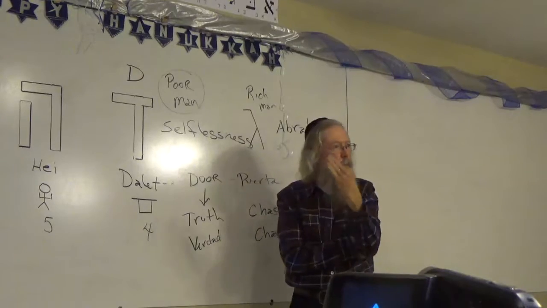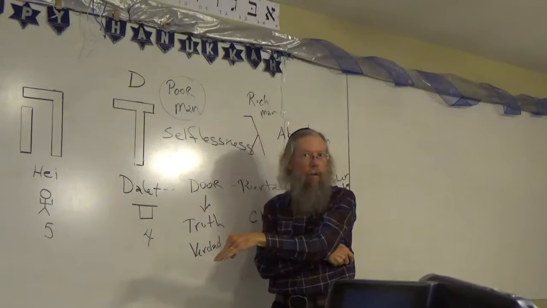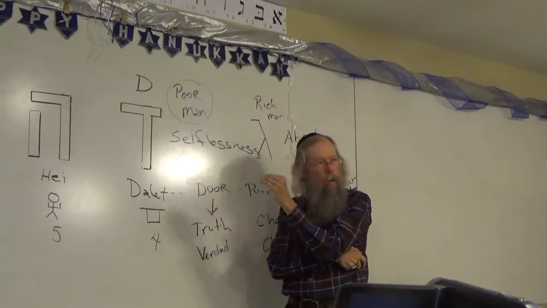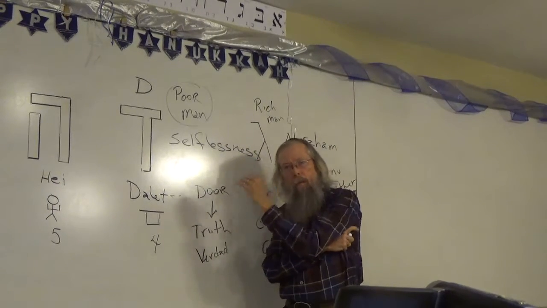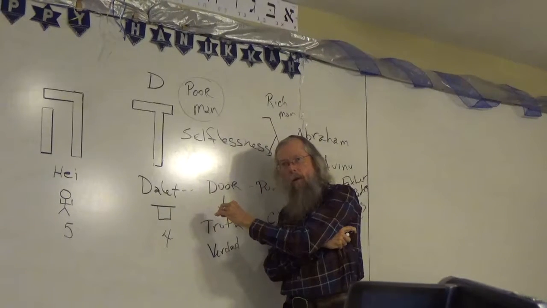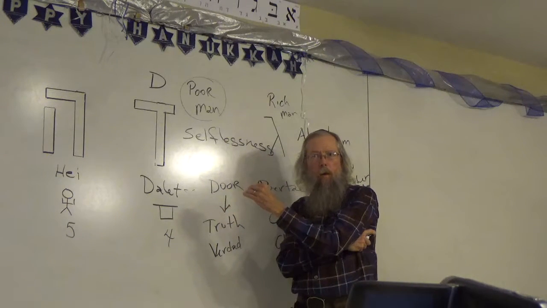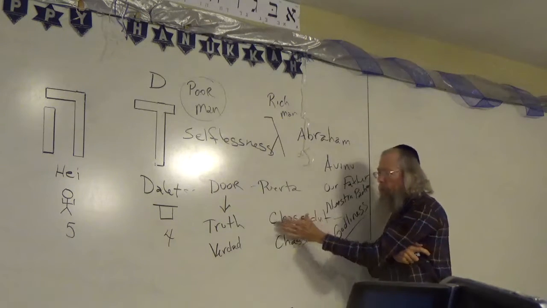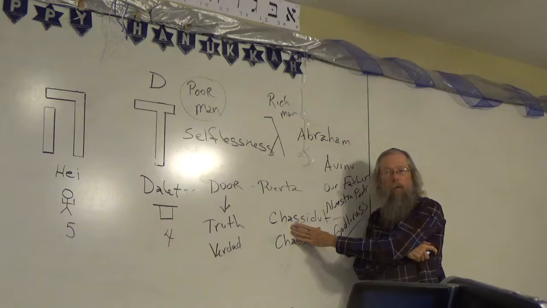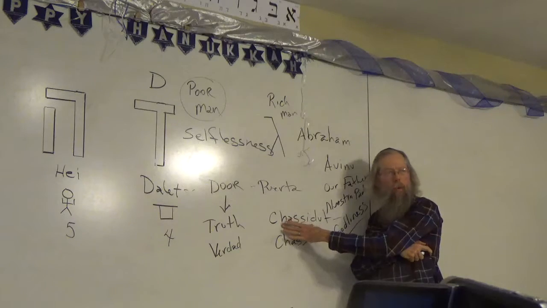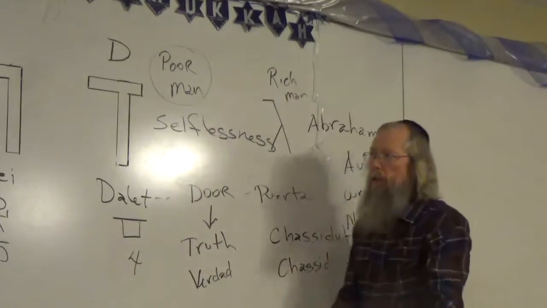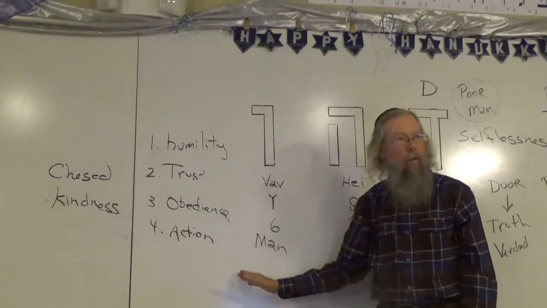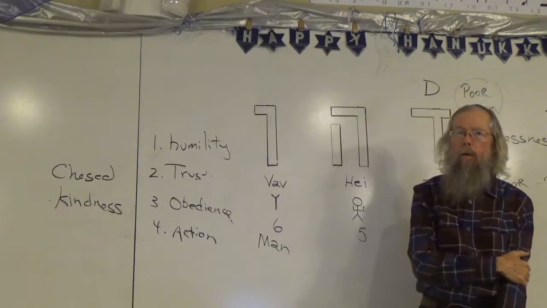If I'm going to come to God, I must come to God how? Through the Messiah. He's the door. What does that mean? That means that I go through what he goes through. I go through Hasidut. He's the door, he is Hasidut. Therefore I come to the Father through Hasidut. What is Hasidut? Humility, trust, obedience, action. This is the way I come to the Father. He's the door.